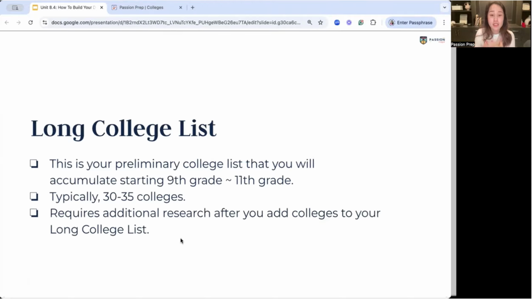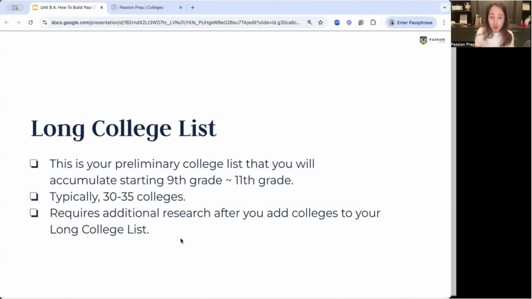It requires additional research after you add colleges to your long college list. When you add a college to the long list, you're not really adding it because you love the school or know so much about it. You're adding it because you find some sort of connection to it. Maybe it's close to your home, or maybe they have a really good business program because you want to pursue business. So there's usually some surface level relevancy.